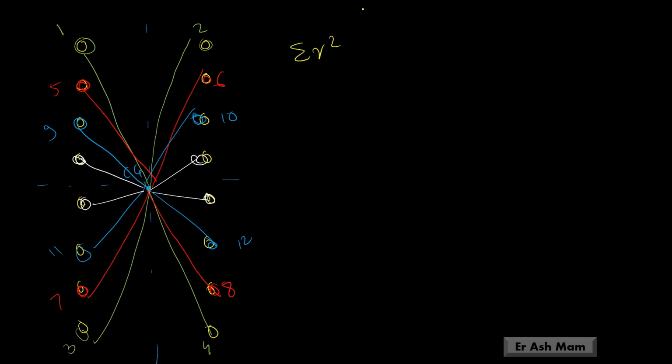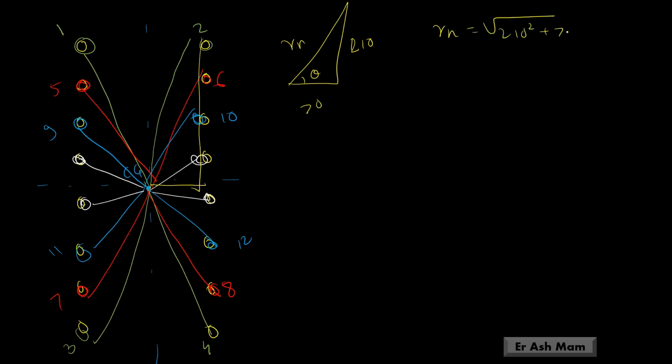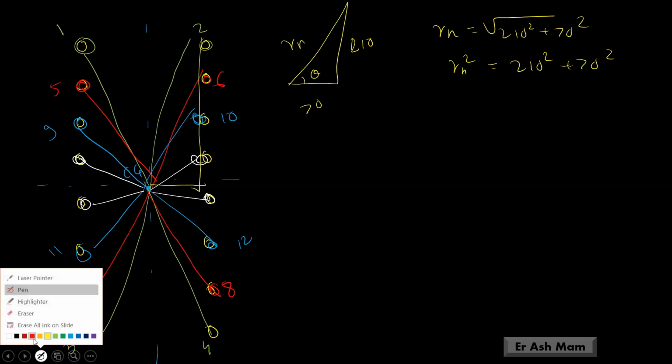summation of r square. Here students, if you are considering one triangle, then this distance is 210 and 70 as we already calculated, and this one is Rn. If Rn equals root of 210 square plus 70 square, then Rn square will be 210 square plus 70 square. If we square the left hand side, then the square root is removed from the right hand side. Simple logic.